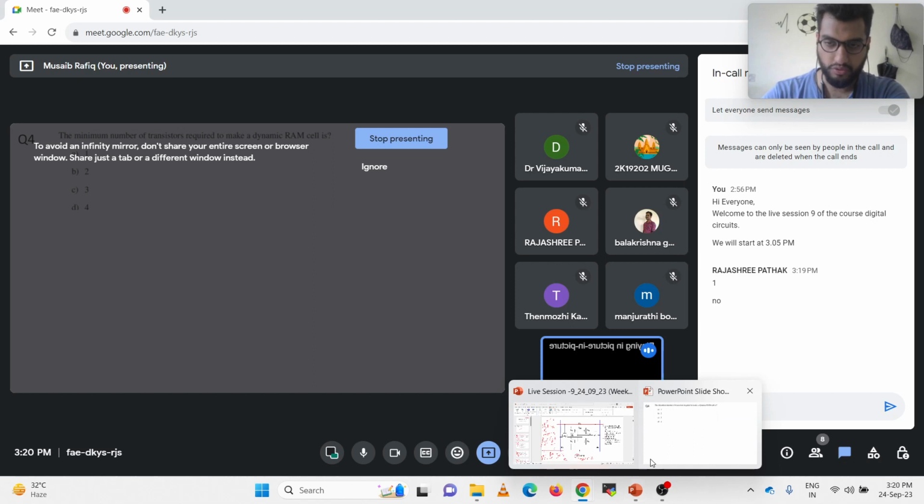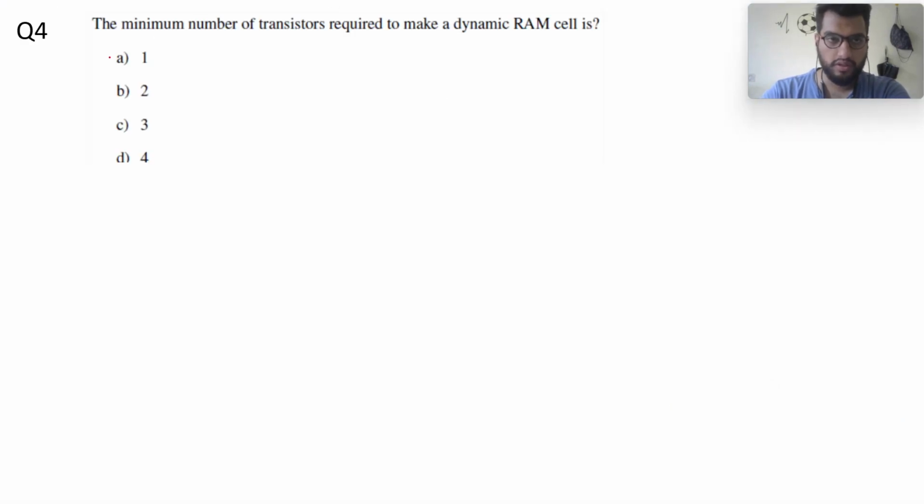Yeah, let me just show you. So first we'll answer this. This is your dynamic RAM cell. It will require one transistor, and we refer to this type of DRAM cell as 1T1C: one transistor, one capacitor. This is your 1T1C DRAM cell.